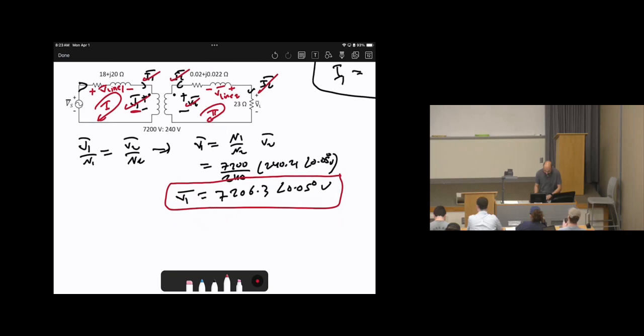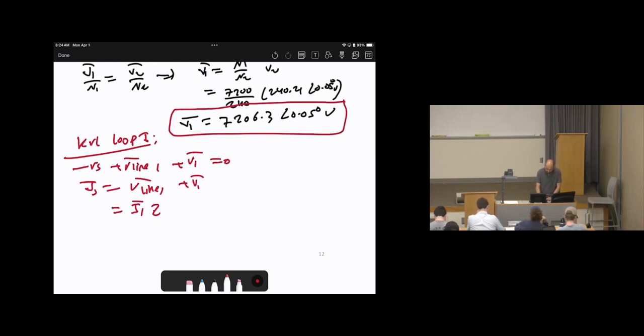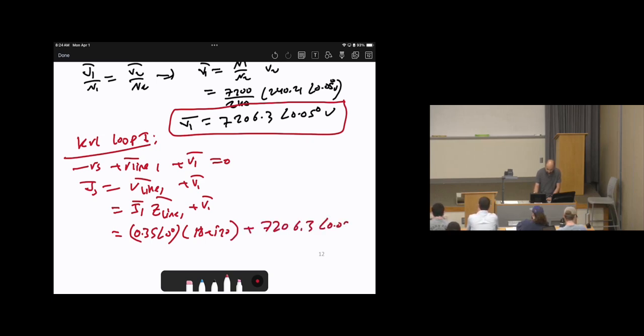So let's do KVL loop 1. Start from the left bottom corner, then travel clockwise. Negative V source plus V line 1 plus V1 bar equals 0. Then V source will be V line 1 plus V1 bar. Then substitute V line 1 as I times Z, so it will be I1 times Z line 1 bar plus V1 bar. Now I'm ready to substitute the values. I1, which is 0.35 angle 0 degrees, times Z line, which is given as 18 plus j20, plus V1 bar, 7,206.3 angle 0.05 degrees.